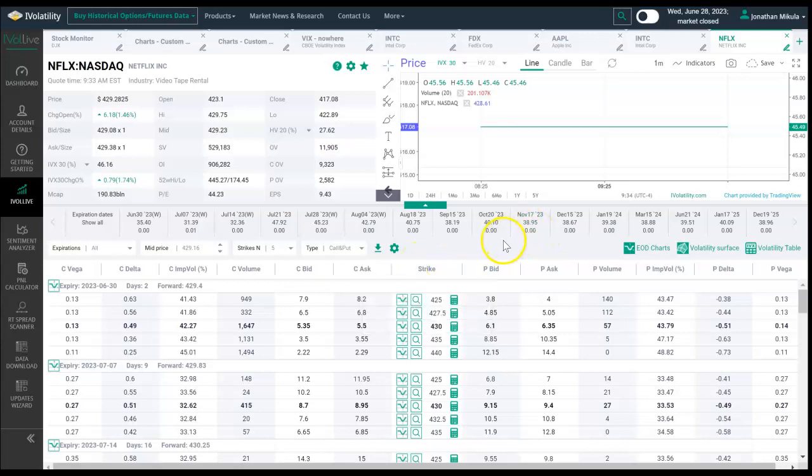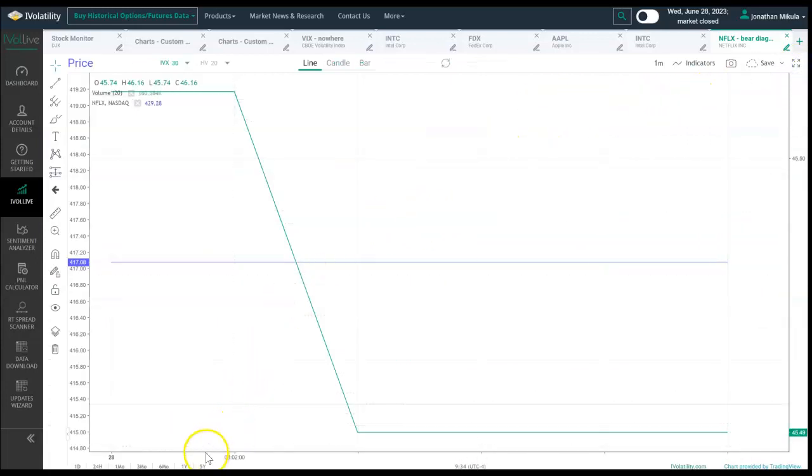Today I want to demonstrate one specific strategy within the real-time spread scanner called Bear Diagonal Spreads, and I want to use Netflix as our example. The reason being, if we come to our IVolLive view here, I've got this tab for Netflix. And remember, now we have the ability to edit these tabs, so I can say Netflix, Bear Diagonal Spread, and now that's saved on that tab, so I know what I'm looking at, and the due diligence that I'm doing now.